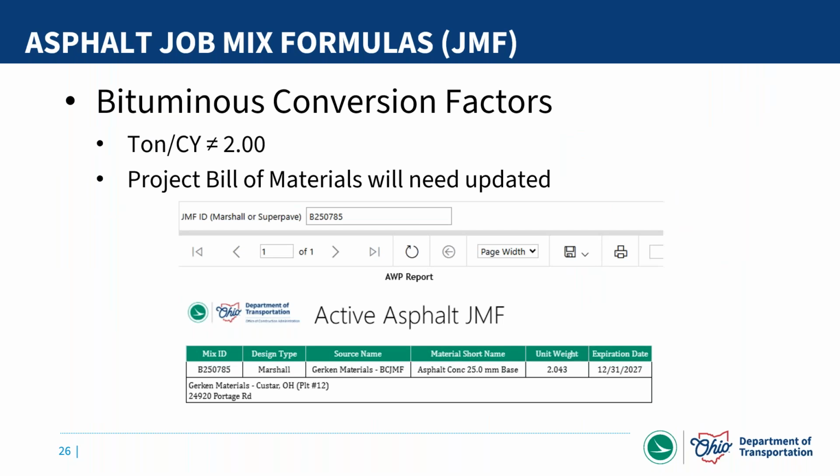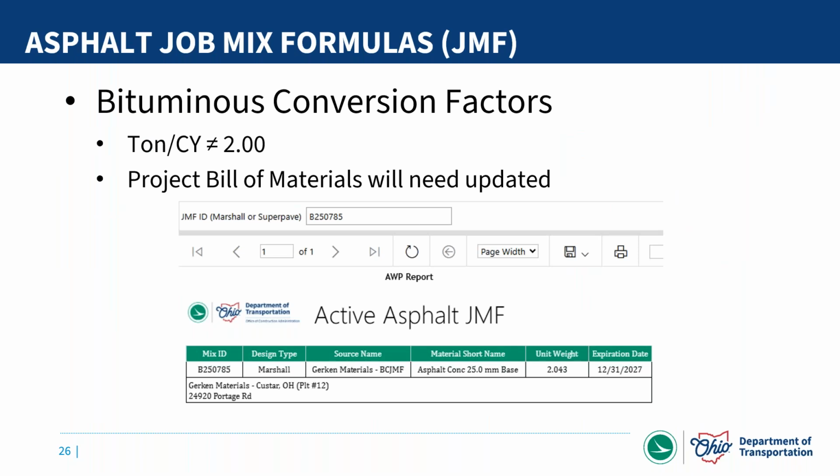Now to talk a little bit about asphalt job mix formulas. A note here is that tons divided by cubic yards does not always equal 2. So in the project bill of materials, it might have a conversion factor listed as 2, but you will still want to check the specific JMF for that job mix to make sure that you have the correct conversion factor when paying for the item.